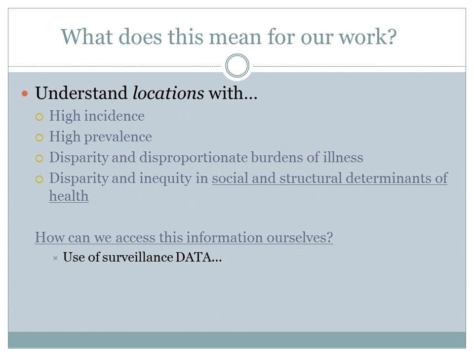Next slide, please. So what does all this mean for our work? It's important to understand locations that have high incidence, so a place where a particular illness is developed over a period of time. High prevalence locations, areas that have a high amount of individuals, for instance, that are living with a particular illness. It also is important to understand locations with disparity and disproportionate burdens of illness. And it's also important to understand locations with disparity and inequity in terms of social determinants of health. So there's different ways that we can access this sort of information for ourselves by using surveillance data.